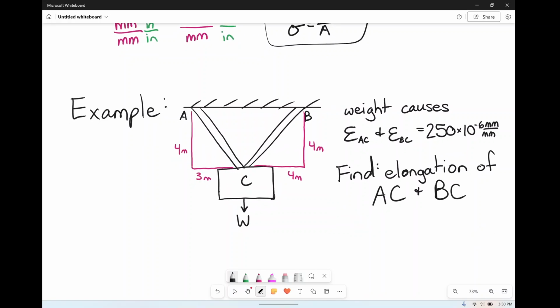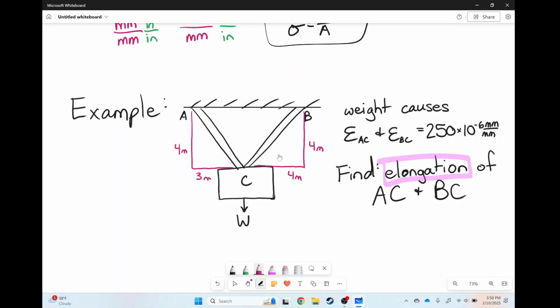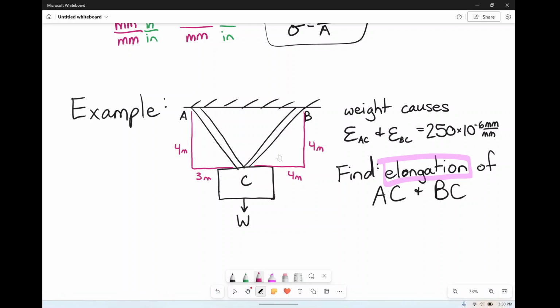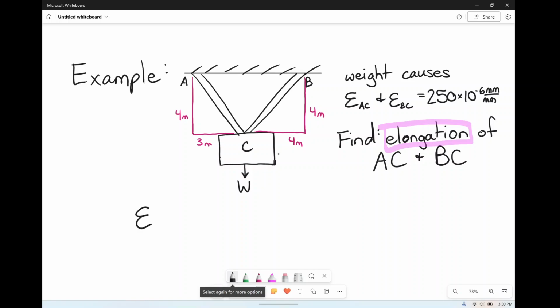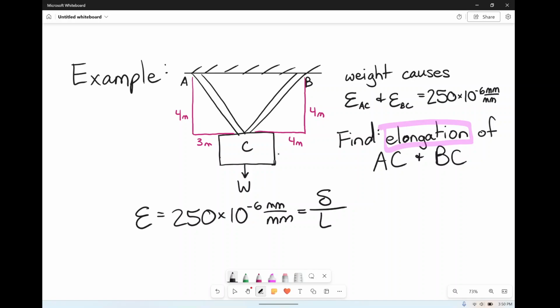So for strain, elongation does mean positive, and shrinking is negative in terms of strain. So you can see our strain value is a positive 250, and that's because they are elongating. So this is causing it to get longer. So again, all we really have to do is write down our equation, and that is that strain, which we have as 250 times 10 to the negative 6 millimeters per millimeter, is equal to the change in length, or how much it's going to elongate, over the original length.